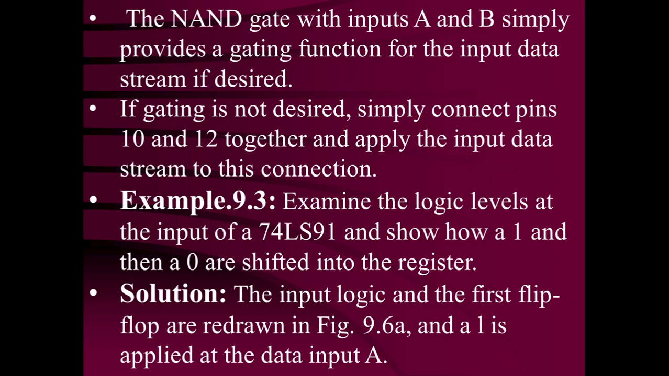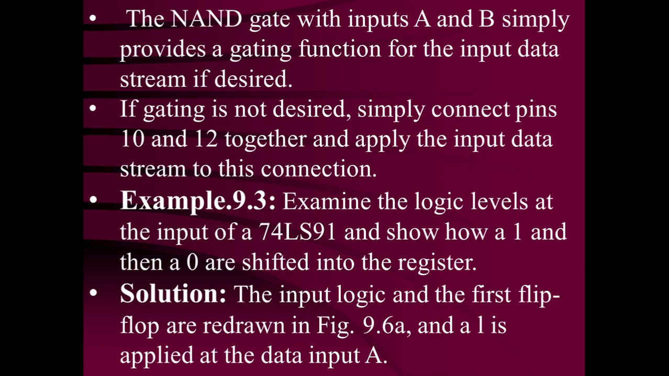So if we consider that A is the data input and B is 1, then what happens? The output of the NAND gate is going to be 0. That means the data is inverted and this NAND gate is used like a NOT gate, and the data is complemented and available at the R input.